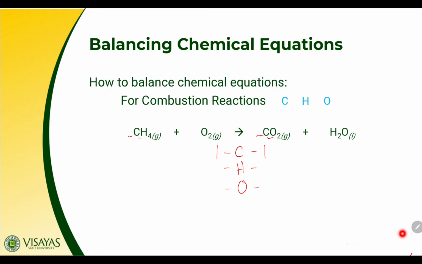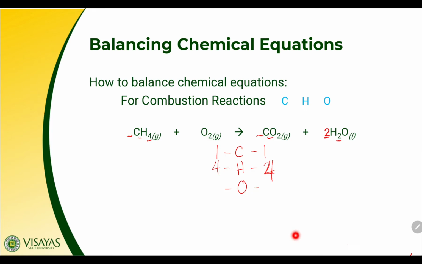Next, for the hydrogen, we have 4 times 1 in the coefficient. We have 4. On the product side, we have 2 times 1 in the coefficient. So we have 2. So what do we do to balance the number of hydrogen atoms? We have to add a coefficient 2 in here. Okay, so 2 times 2, we now have 4 hydrogen atoms on the product side.